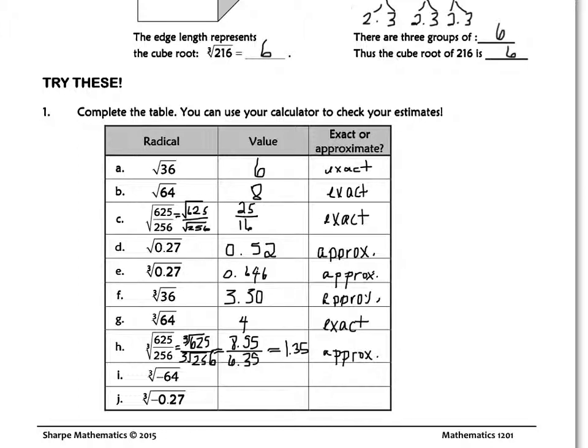Next one, the cube root of negative 64 would be negative 4, so that would be exact. And the last one, the cube root of negative 0.27, we already found the cube root of positive 0.27 above, so this should just be the negative of that, because a negative multiplied by itself 3 times will be negative. And that would again be approximate.